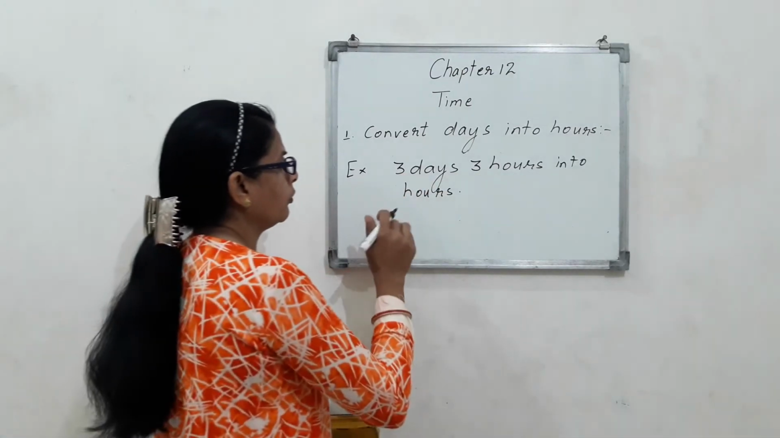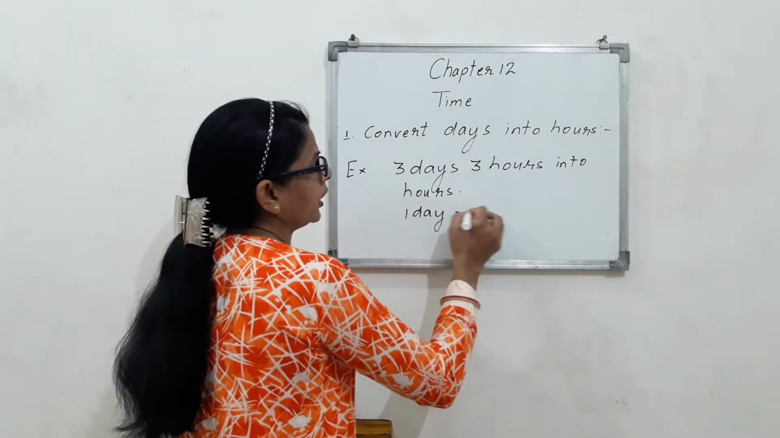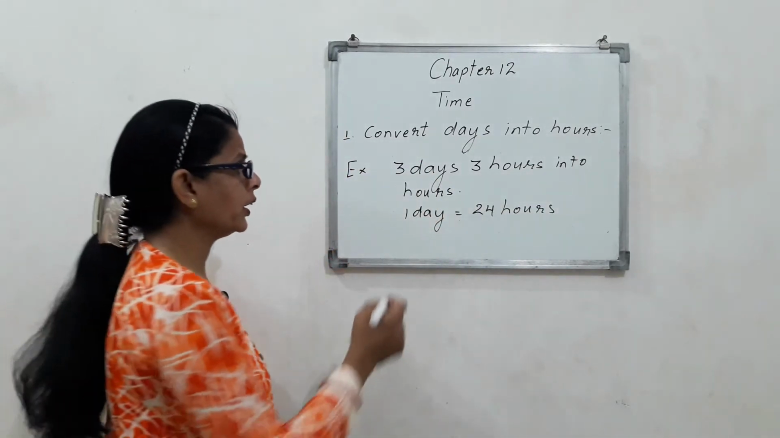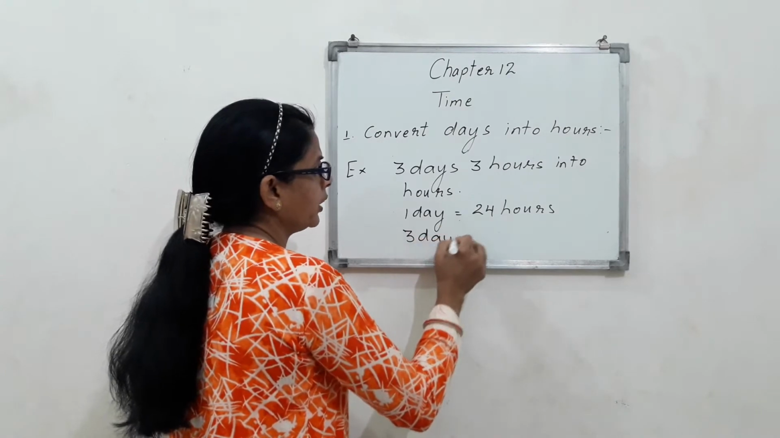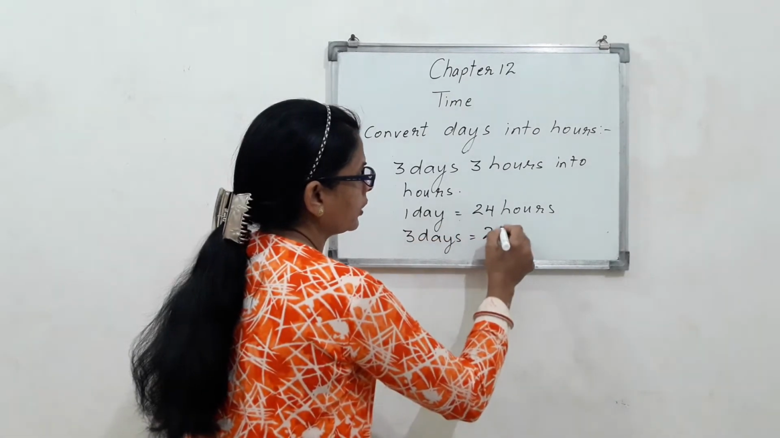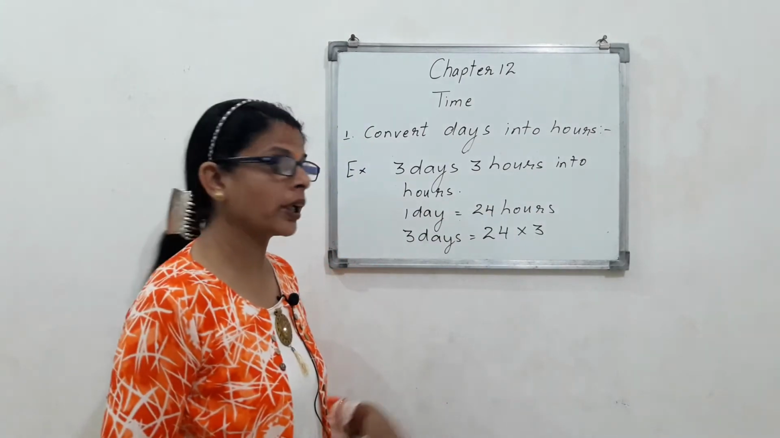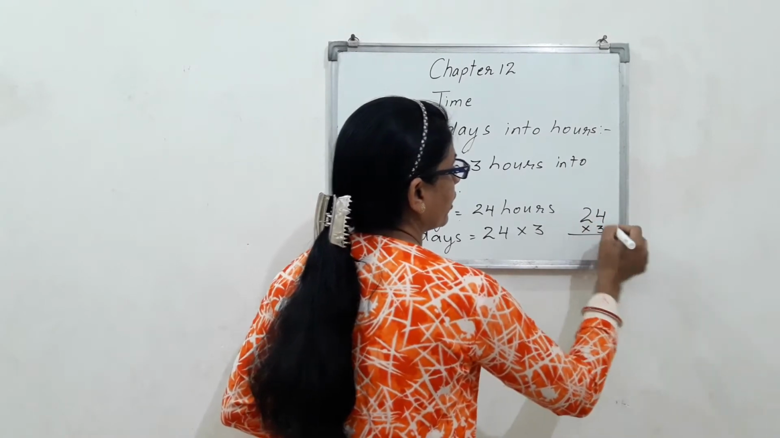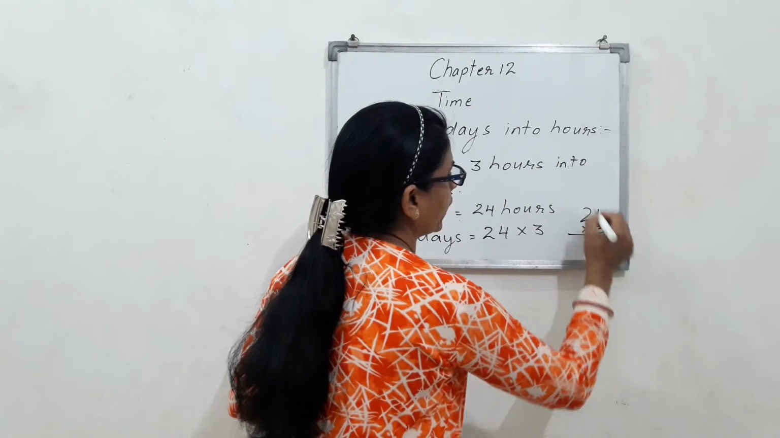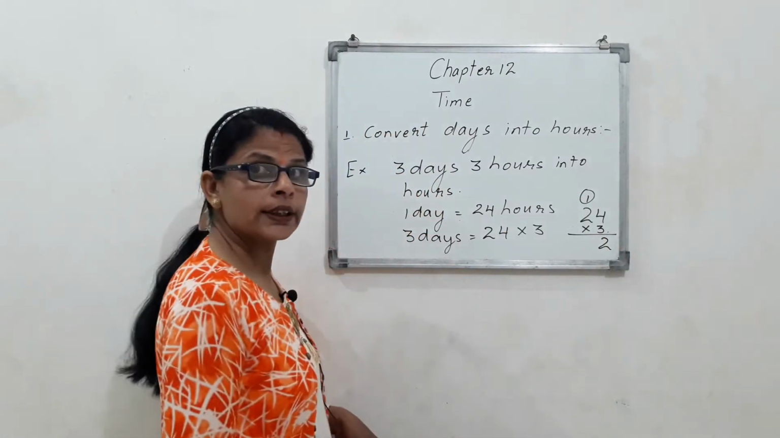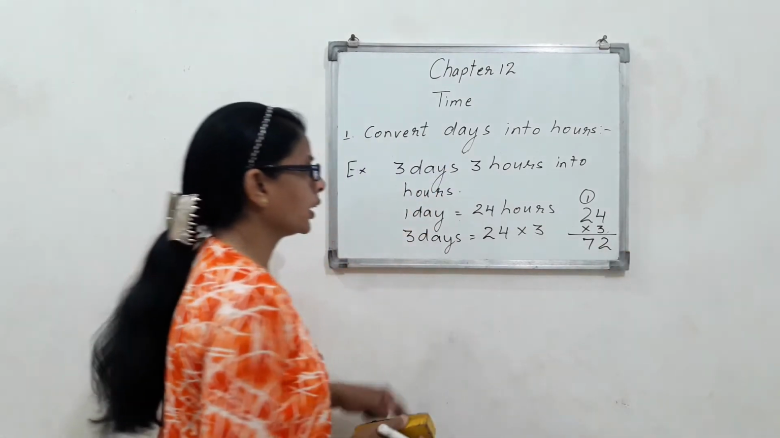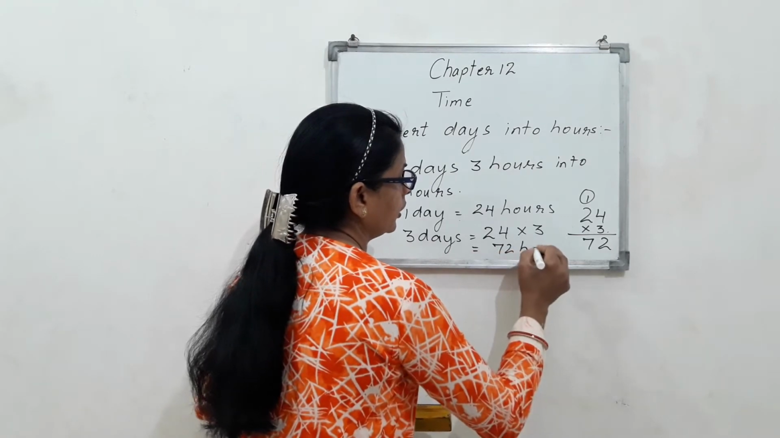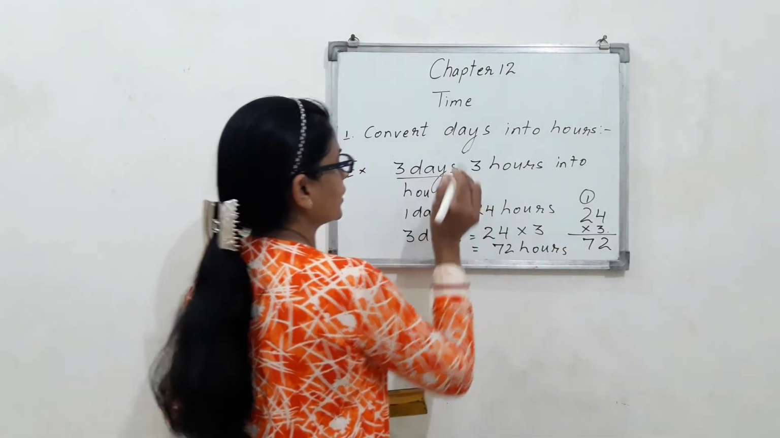All of you know that in one day how many hours are there? In one day there are 24 hours. Right? So in 3 days how many hours will be there? We will multiply 24 by 3. We will do the multiplication. 3 4s are 12. 2, 1 will be carried over to 2. 3 2s are 6. 6 and 1, 7. So, in 3 days, there will be 72 hours. Right? Now, we have converted these days into hours.